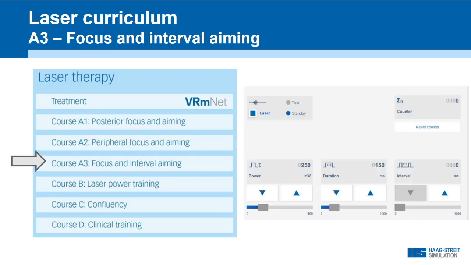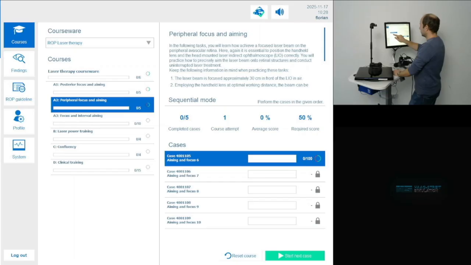A3 is now about the interval. I told you, if you set it to 0, as we did in the first task, it is only a single pulse, and even if you stay on the foot pedal, it only emits one single pulse. But now we learn how to set it to more than 0, and then if you stay on the foot pedal, you shoot continuously.